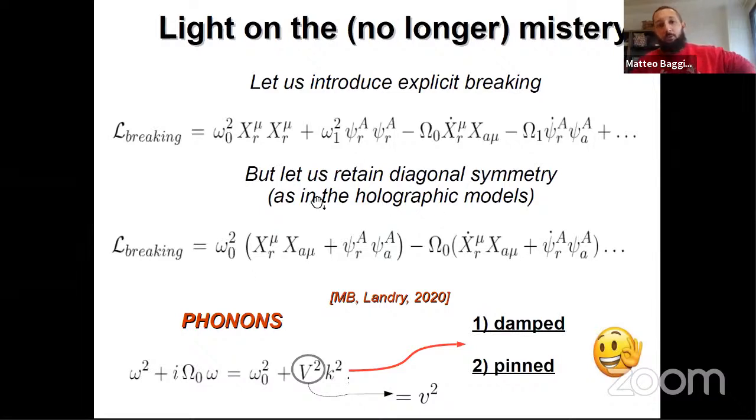Now, when you do these kinds of things, you can go to Fourier space, solve your equation of motion and get the modes. And what you find out is something very simple. The phonon is now damped by this omega zero and massive, because you get a mass. This is obvious because you can see that here, this is a mass term and the other is a damping term. So this is kind of obvious.